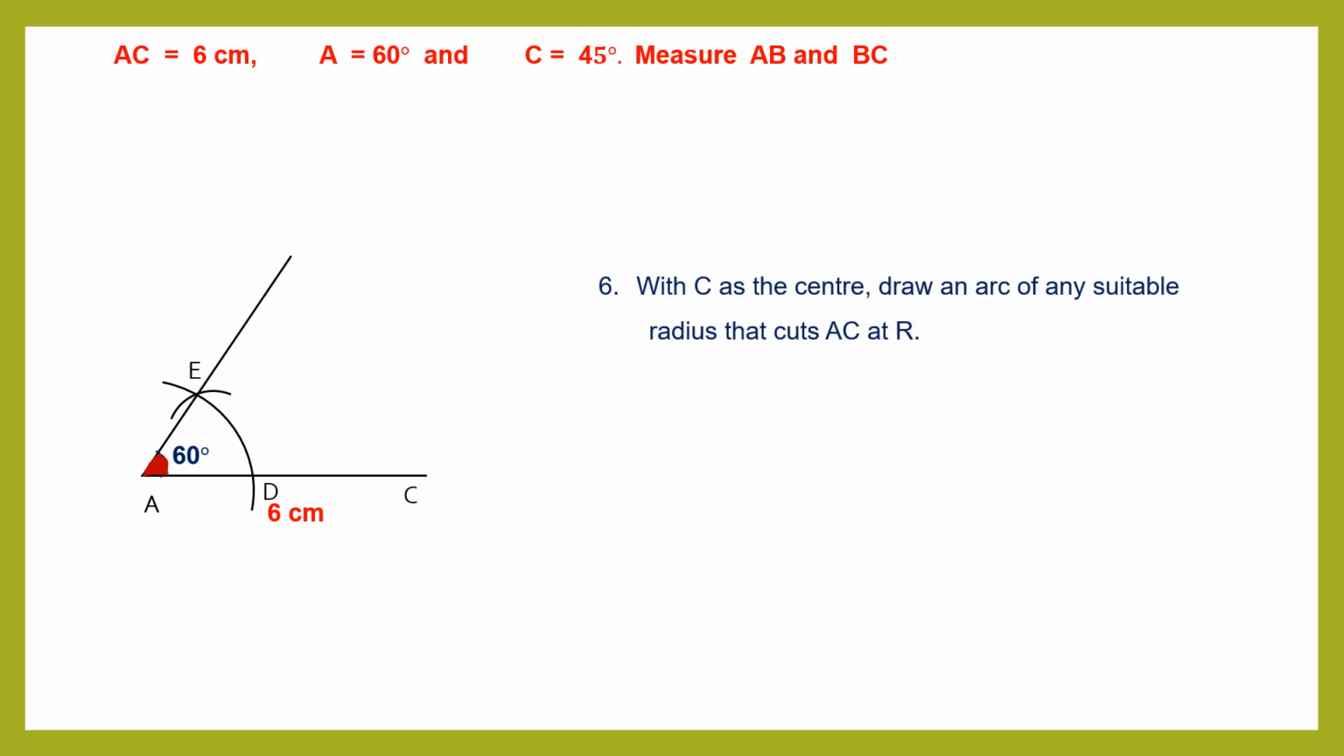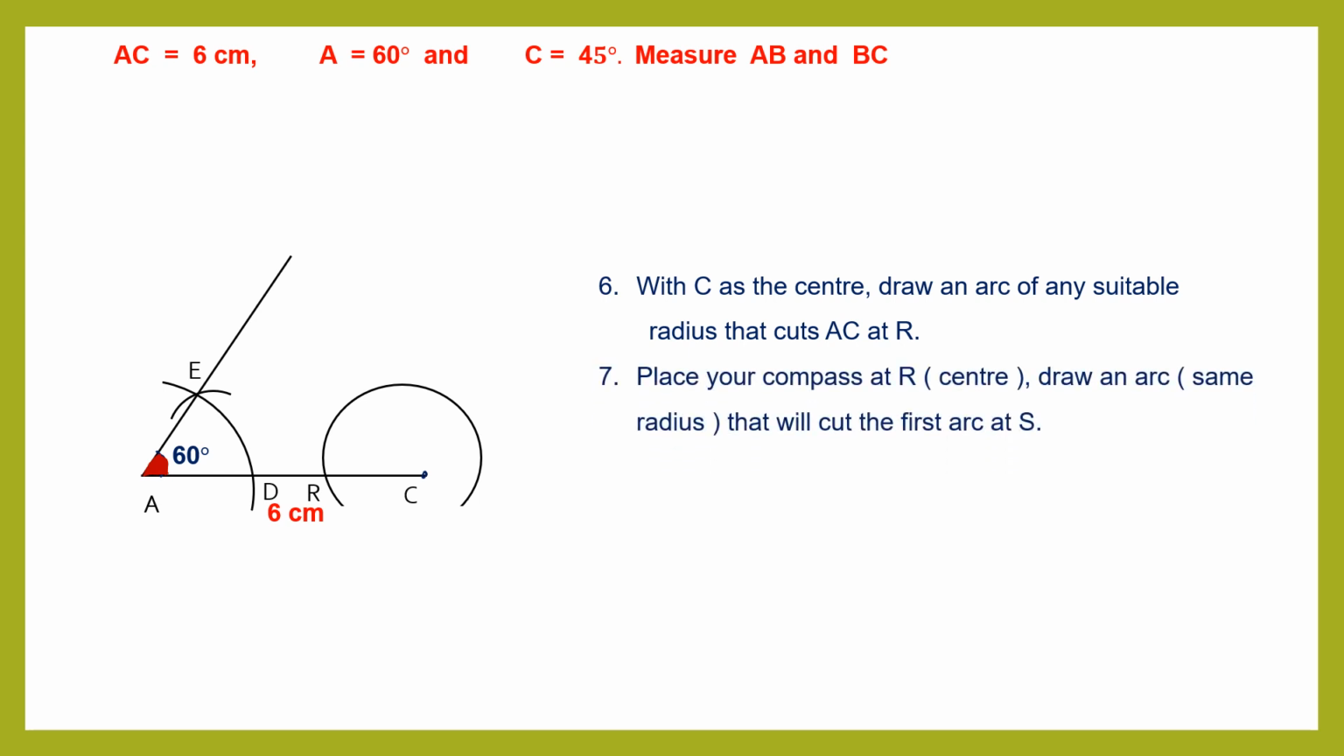With C as the center, now we're going to use C as the center of the circle. Draw an arc of any suitable radius that cuts AC at R. Now this is AC. We're going to draw an arc by keeping the compass at C and cut this line. So let's do that. We have cut it at a particular point and we're going to name that point R.